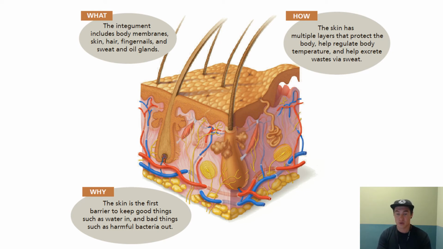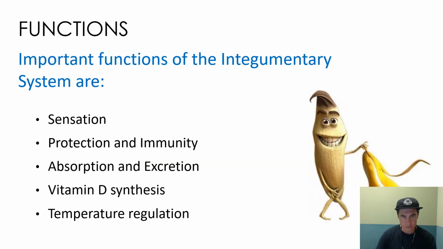Regulating temperature is huge, and it's actually the long answer question for this week. The skin is the first barrier to keeping good things such as water in, but also keeping bad things such as harmful bacteria out. So a big function in protection and immunity. We can summarize those functions into sensation, so sensing the world and our environment, protection and immunity, absorption and excretion, vitamin D synthesis, and temperature regulation.